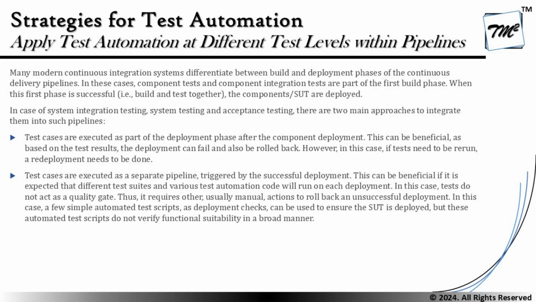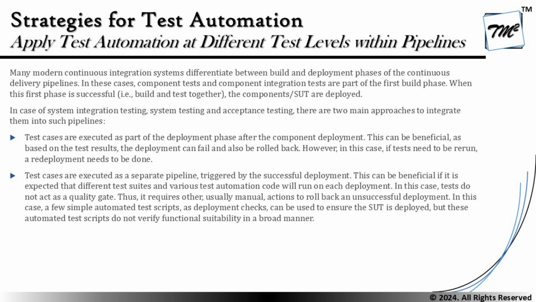In this case, what happens at any point of time, no matter where in the pipeline, if the pipeline breaks, which simply means that the previous test execution did not fulfill the criteria or did not succeed with a 100% pass result, the developer is required to rectify these issues and recheck in the code to start right from the beginning again. That means every single time, anywhere the pipeline breaks, that means it fails, we will have to rectify the issues and check in again so that the whole pipeline can be retested. Talking about the second approach here, the second approach certainly talks about the test cases which are executed as a separate pipeline, triggered by the successful deployment.